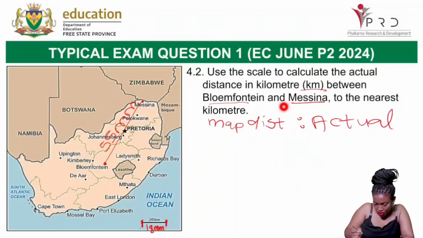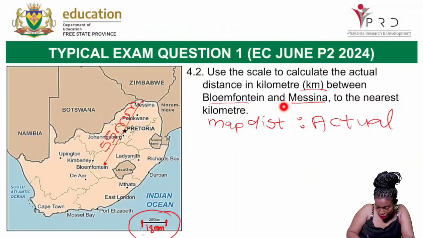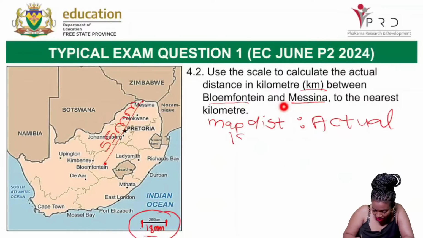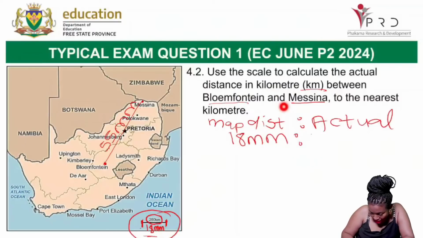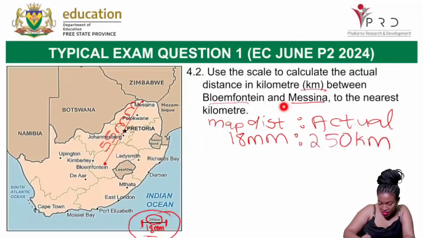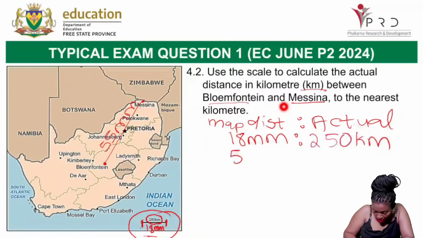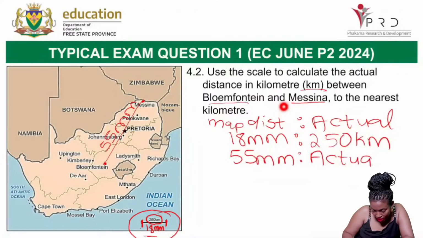So I'm going to start with the distance that I measured on the bar. On the map, I measured how much? I measured 18 millimeters. And then, but in reality, it represents what? It represents 250 kilometers. And then the distance from Bloemfontein to Messina in millimeters, it was how much? The map distance, it is 55 millimeters. And what am I looking for? I'm looking for the actual distance. So we are going to cross multiply.